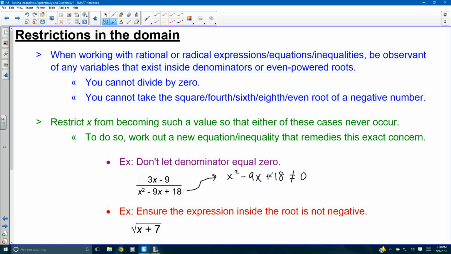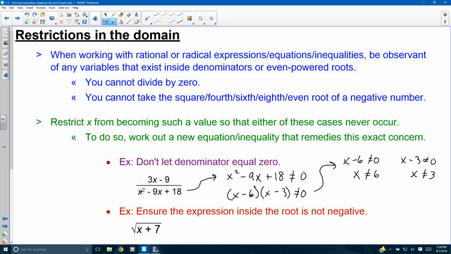This is factorable, though. This factors to x minus 6 times x minus 3 is not equal to 0, right? So the not 0 product property, I'm trying to be math funny, it's not really working. If x minus 6 could not be equal to 0, then x could not be equal to 6. Likewise, if x minus 3 could not be equal to 0, then x could not be equal to 3.